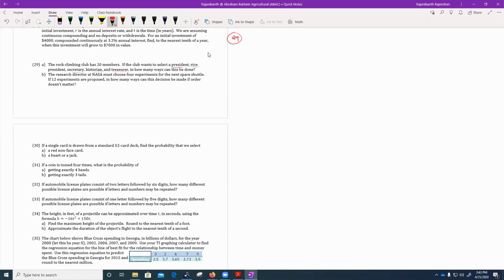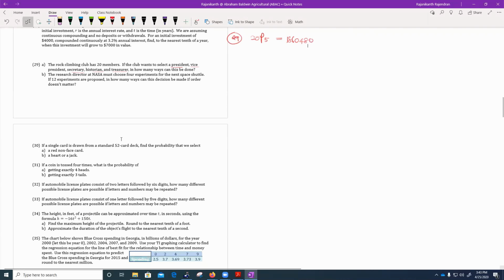Therefore, since order is important, you have to use the permutation formula, 20P5, which should be 1,860,480.